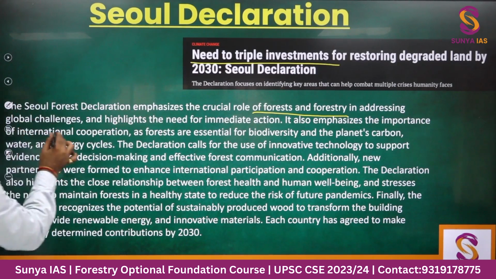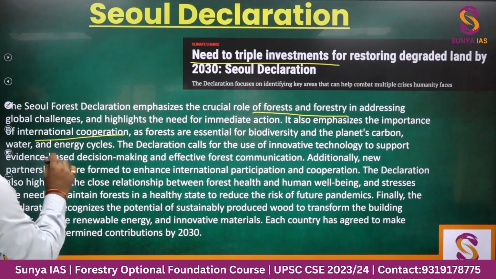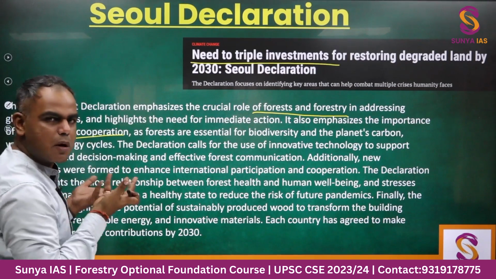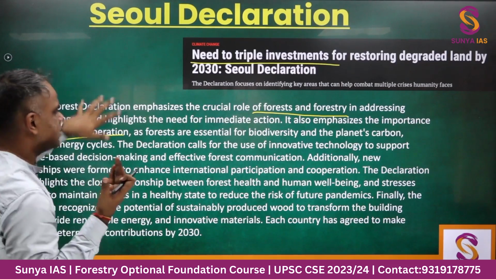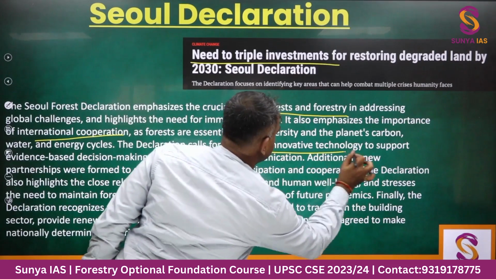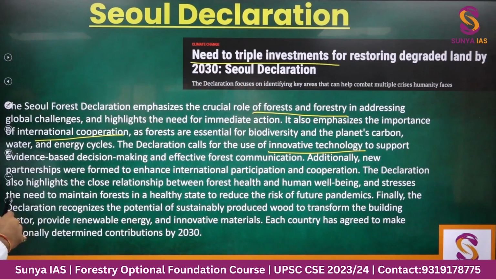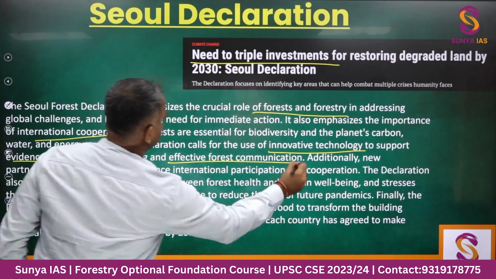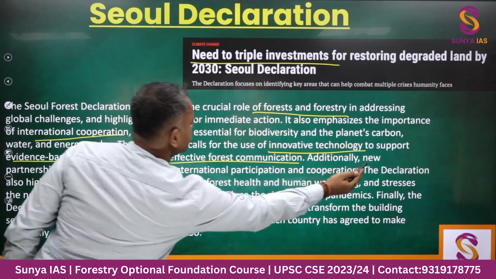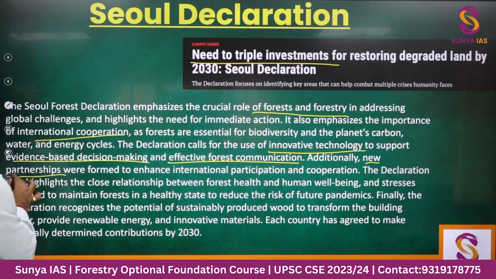It emphasizes international cooperation. One, okay, it says that carbon, water, energy cycle, of course we have read about in the ecosystem services of forest. Okay, only the keywords which I am highlighting, make note of it. Innovative technology, okay, evidence based decision making, effective forest communication, okay, new partnerships. So only the words which I am highlighting are useful. Okay, so that is there.